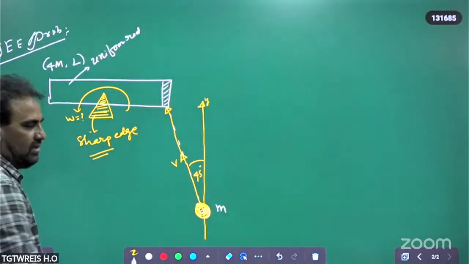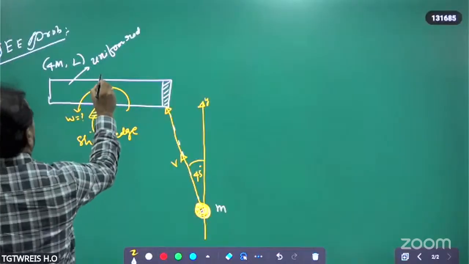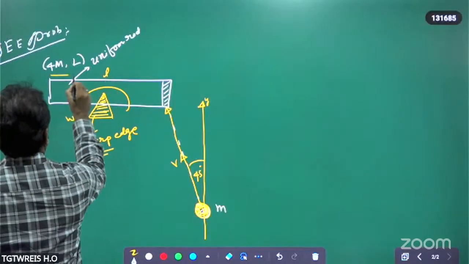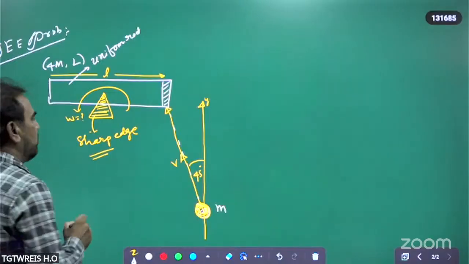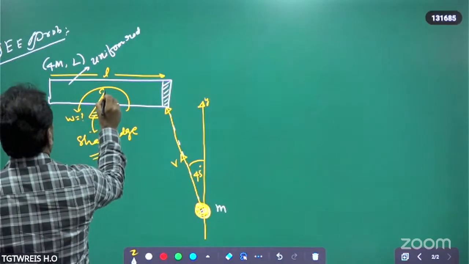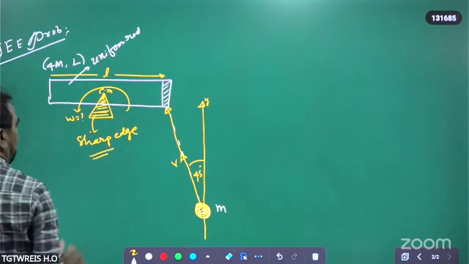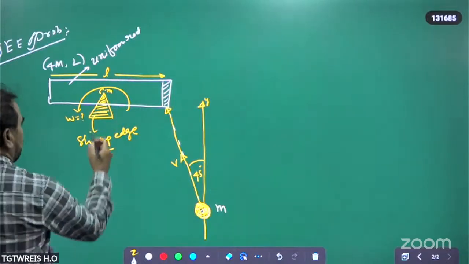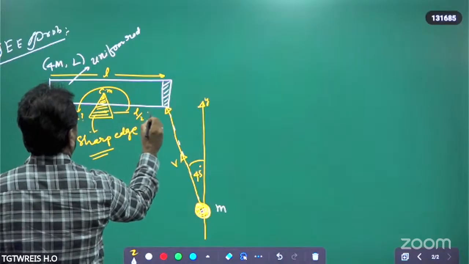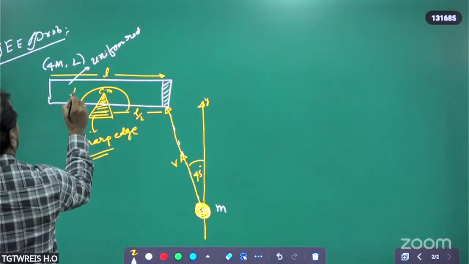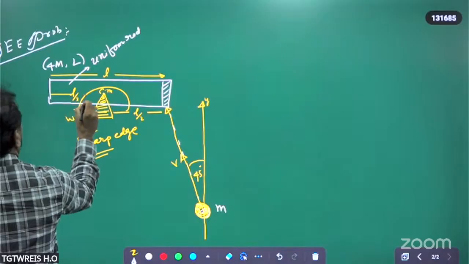Okay. Let's take the total length of the rod equal to L meter. So the center of mass has to be hinged at the sharp edge. So this remaining length would be equal to L by 2. This length also is L by 2. The remaining length would also be L by 2.